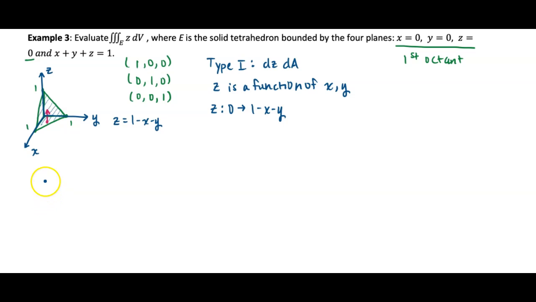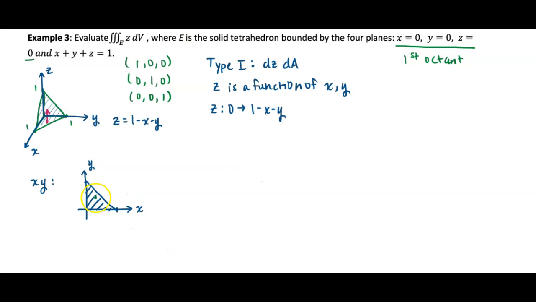So on the xy plane, well, I know this is going to be in the first octant, so I'm just going to worry about my positive x and y axes. And now I can draw where this line is. I know this line intersects at y equals 1 and x equals 1. So this is my integration region.